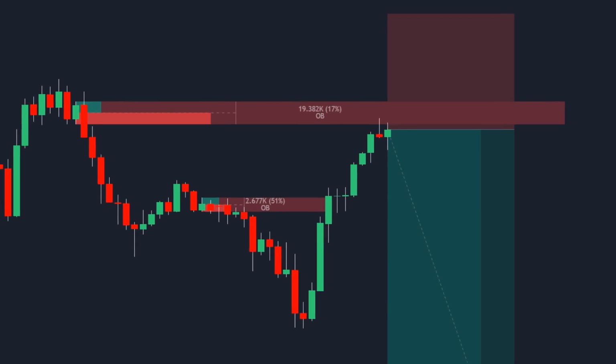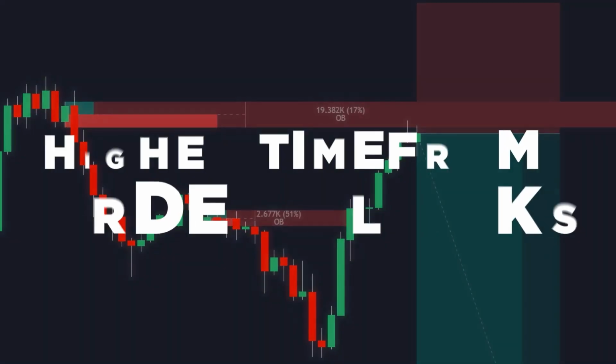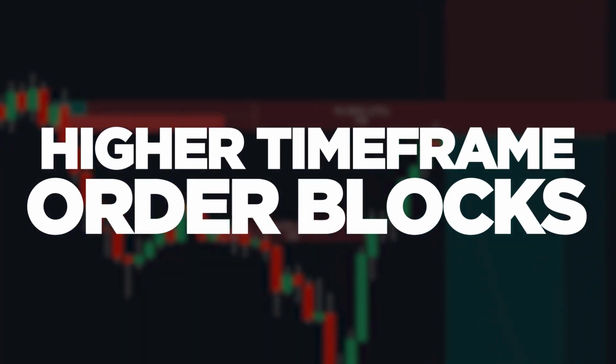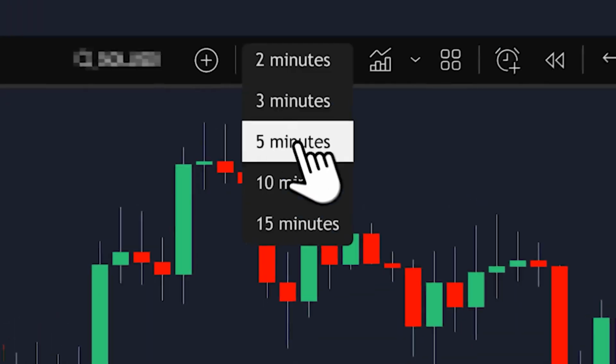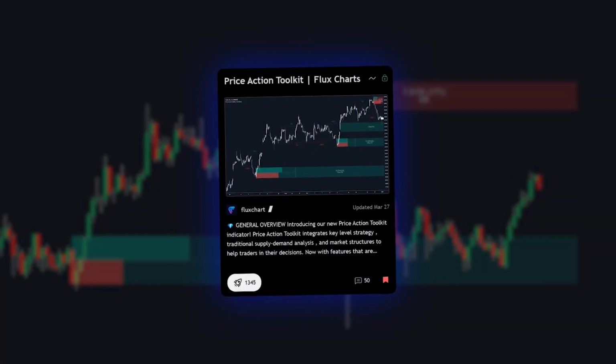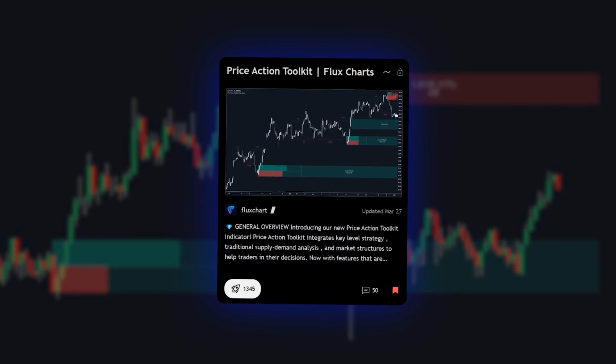But volume alone isn't enough. You also need context, and that's where higher time frame order blocks come in. These are powerful, but drawing them manually, super slow and messy. Flipping between different time frames wastes time and you'll miss trading opportunities. That's why we added a multi-time frame feature to the price action toolkit.